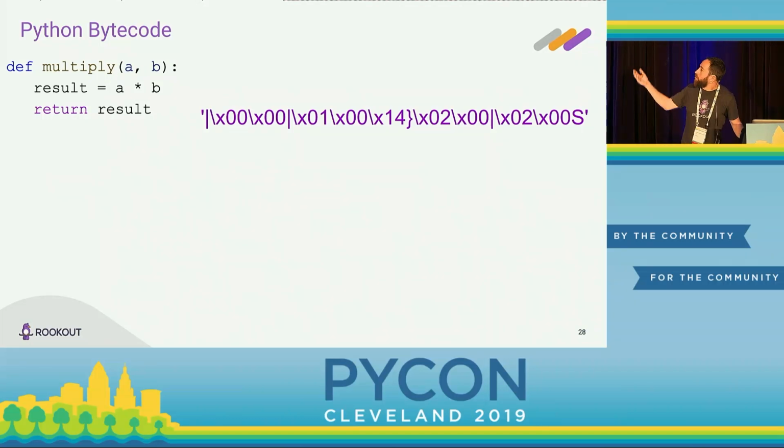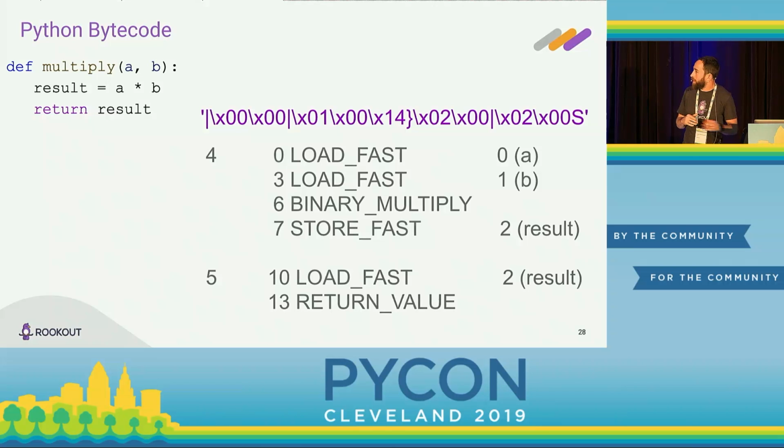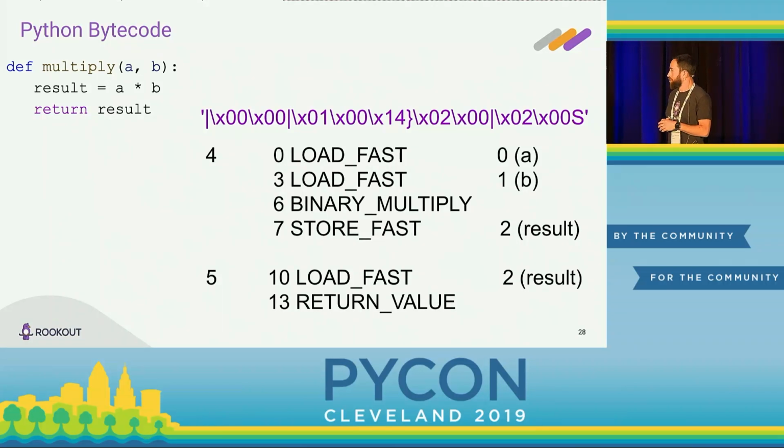But once we disassemble this string, we get something that's quite more readable, which is quite close to what the gentleman said. Load into the stack a, load into the stack b, binary multiply the both of them, store it in a variable called result, load result back onto the stack, and return it.